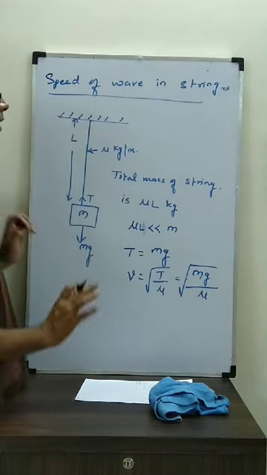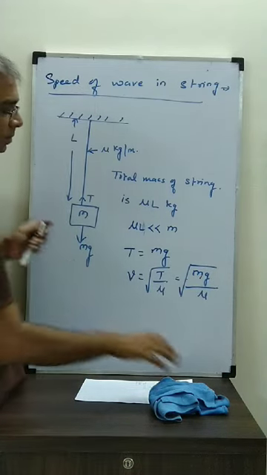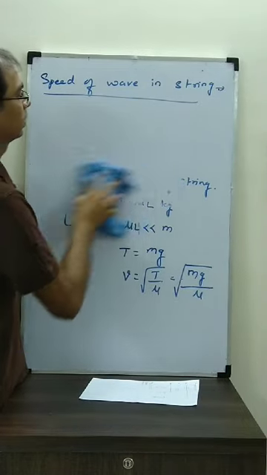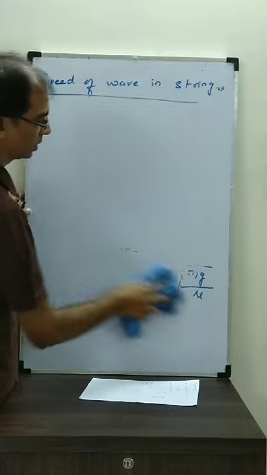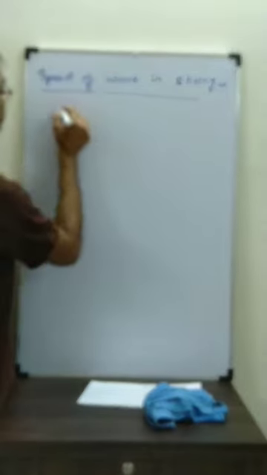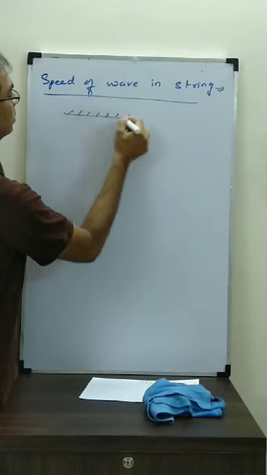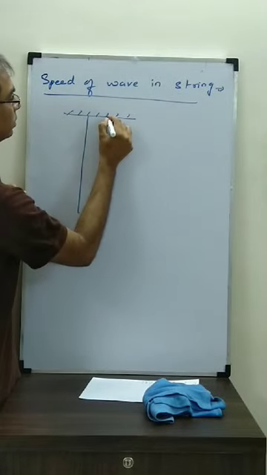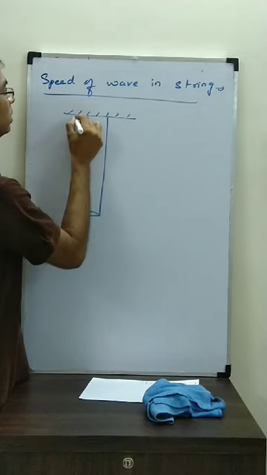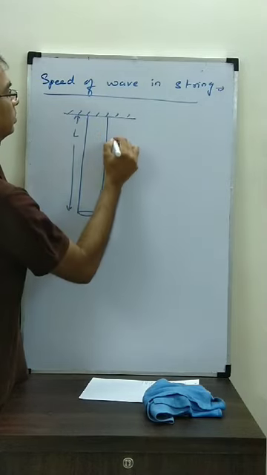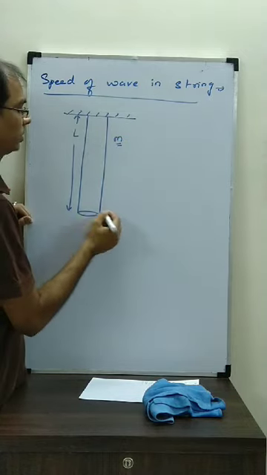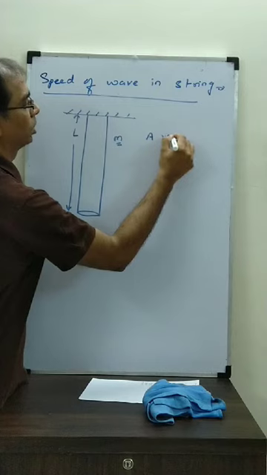Remember that always. Now, second case I am taking. In this particular case, the string is having mass, and we have to find what is the velocity of wave in it. There is a string here. Its length is L and mass is M. We are producing a wave. A wave is produced at the bottom.